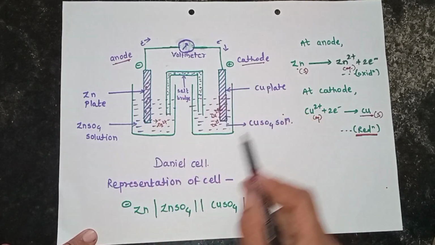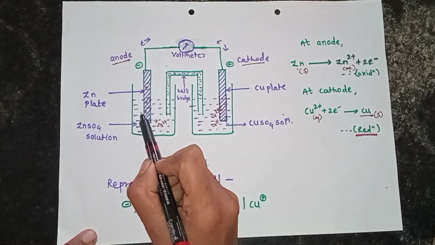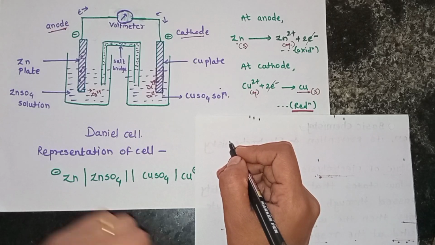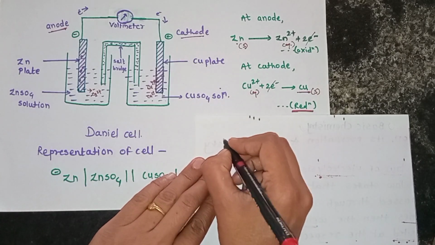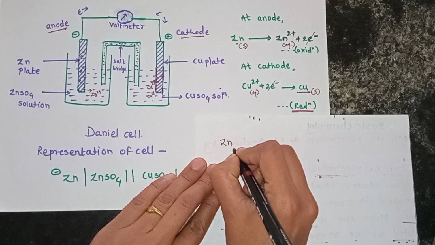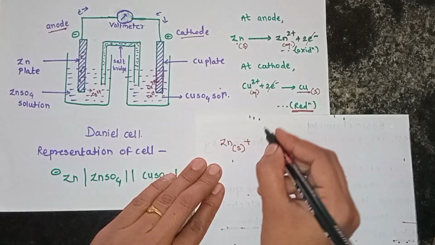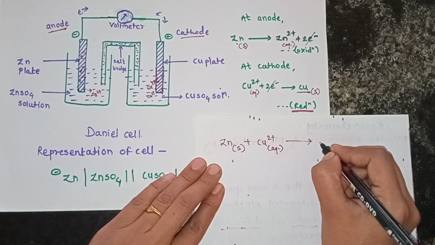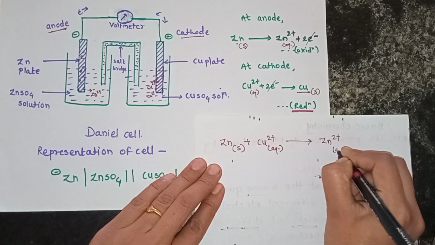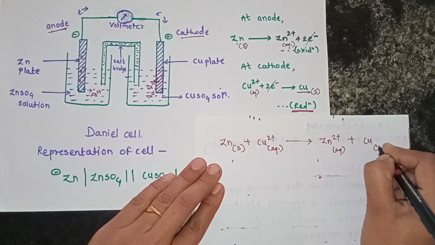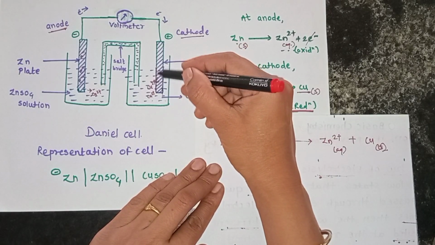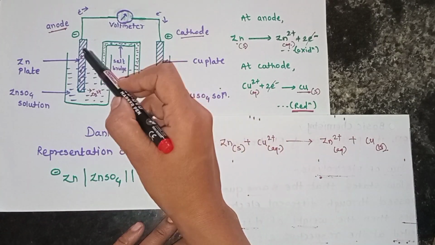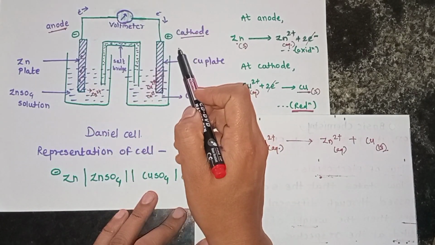In this Daniell cell, the overall reaction is that solid zinc reacts with aqueous Cu2+ ions to produce aqueous Zn2+ ions and solid copper. This solid copper is deposited at the cathode. In these reactions, the electrons travel from the anode to the cathode.